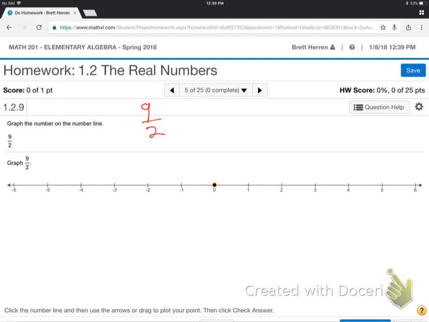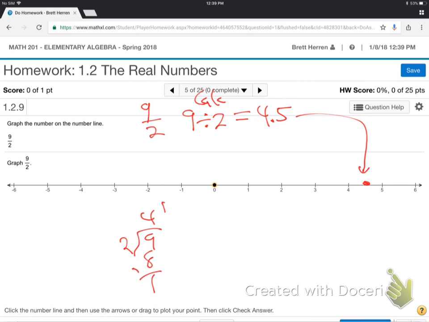I would just use my calculator and divide it. I would simply go 9 divided by 2 on the calculator, and it'll tell you 4.5. And you all know where 4.5 goes, right? You could also turn it into a mixed number. If you want to do long division by hand, 2 goes into 9 4 times, remainder 1, that's 4 and a half. That's how you turn it into a mixed number. Either way, 4.5, same thing.